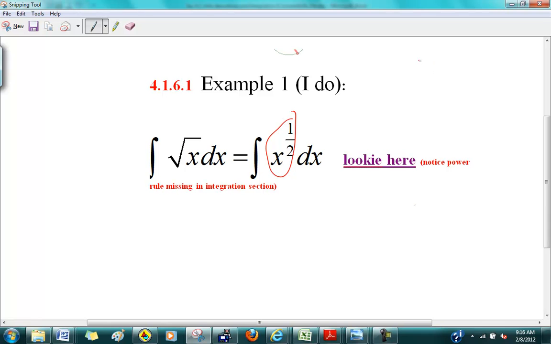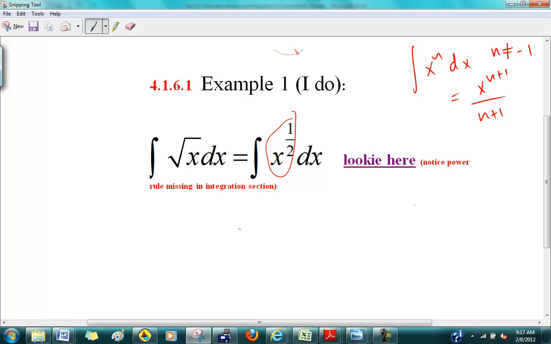So the power rule goes like this. Integral of x to the n dx equals x to the n plus 1 over n plus 1, with the condition that n is not equal to negative 1. And you guys can see why it cannot be negative 1, right? Because otherwise the denominator would be 0. So notice that that power rule is not on that formula sheet that you printed out. So you might want to write it down in there.